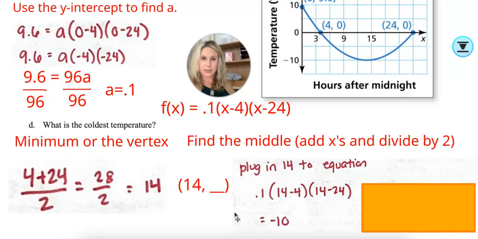So negative 10 is what your calculator should have given you. And so what that means is my y part of my vertex is at negative 10. So what does this mean?